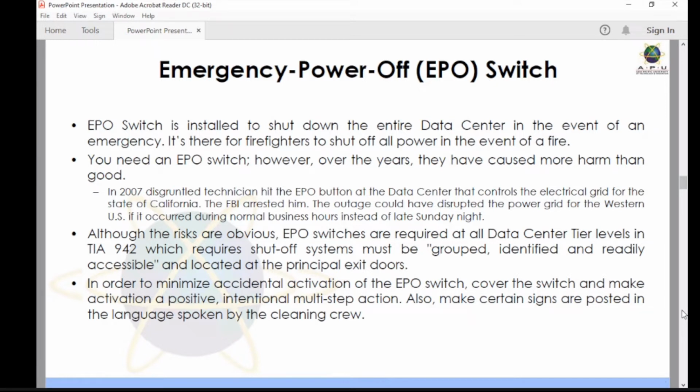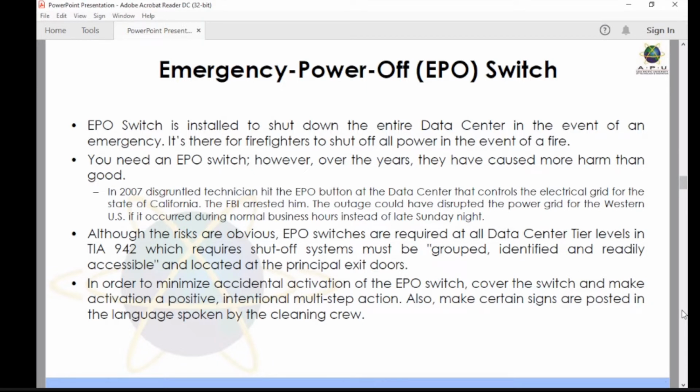Although the risks are obvious, EPO switches are required at all data center tier levels in TIA 942, which requires shut-off systems to be grouped, identified, and readily accessible and located at principal exit doors. So EPO switches are normally put at areas close to exit doors.